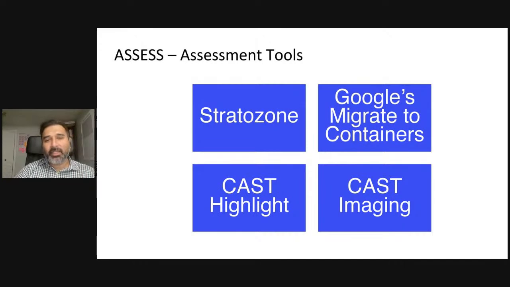So Cast Imaging gives you the next level of detail that Highlight doesn't, right? From database structures and code components to interdependencies, all the way down to low levels, like an individual DLL file, right? So Cast Imaging presents all of that detail in a nice interactive visual that Cast calls the architecture blueprints.